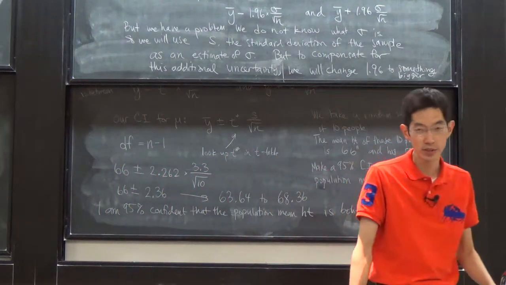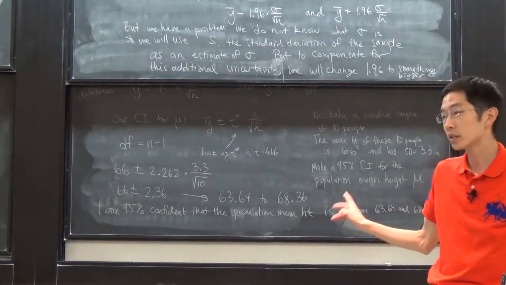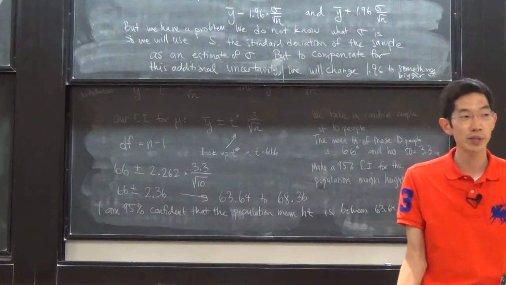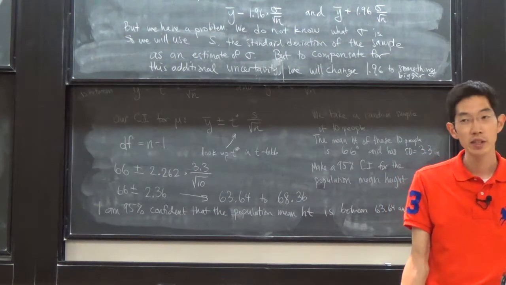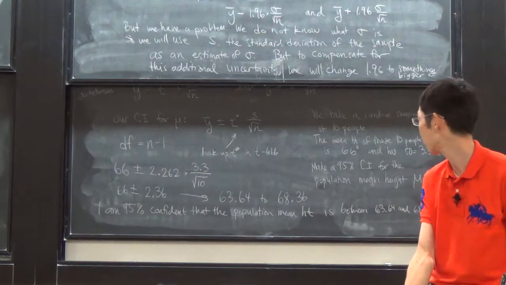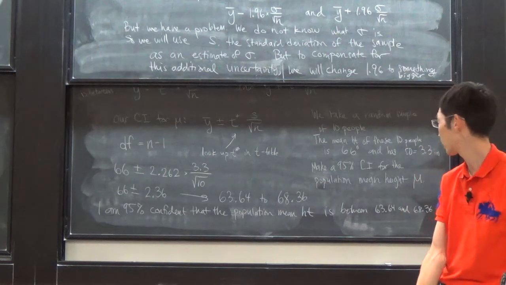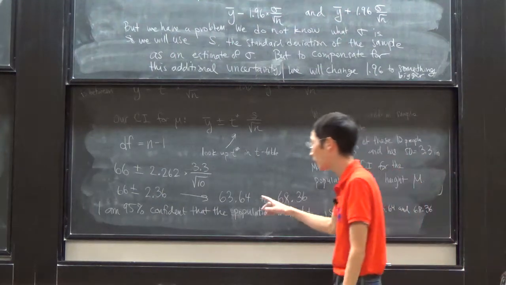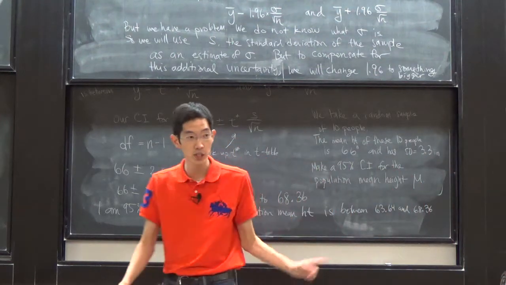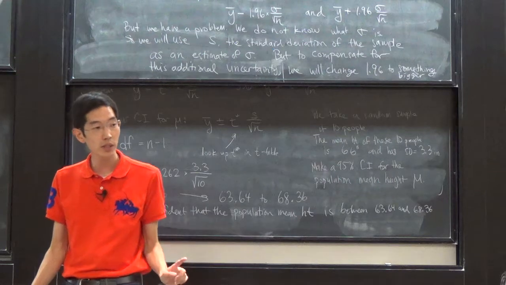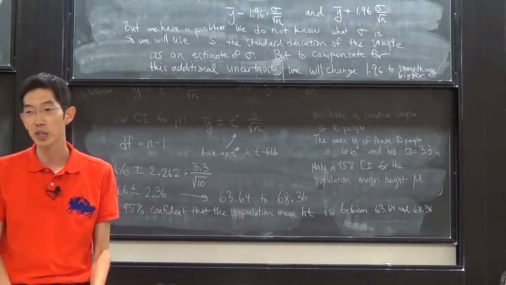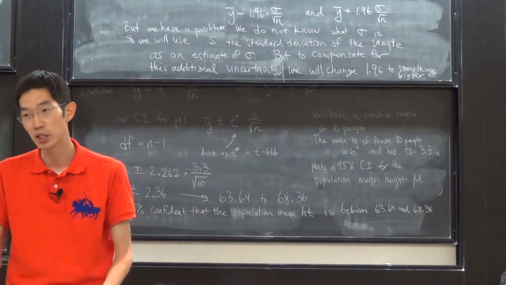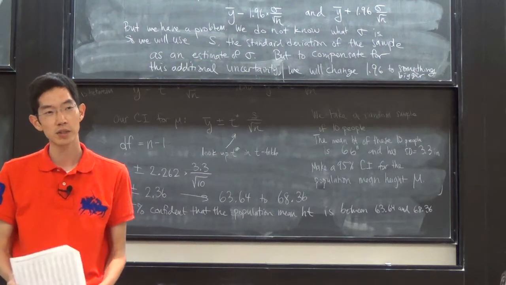Something to be careful. Do not say there is a 95% probability that mu is between 63.64 and 68.36. Okay? So we can say I'm 95% confident that mu is between here and here, but do not say there's a 95% probability that mu is between there and there. What's the distinction?